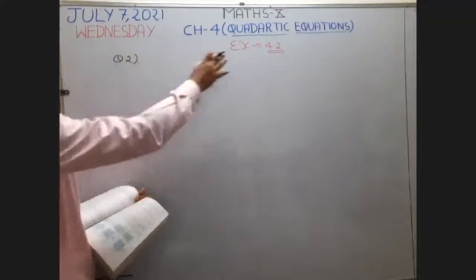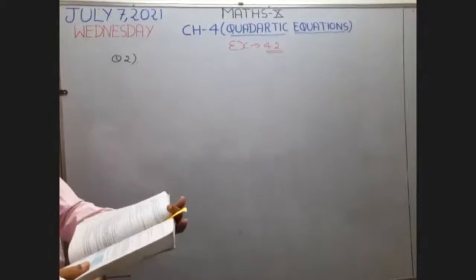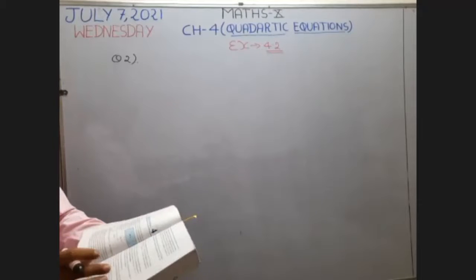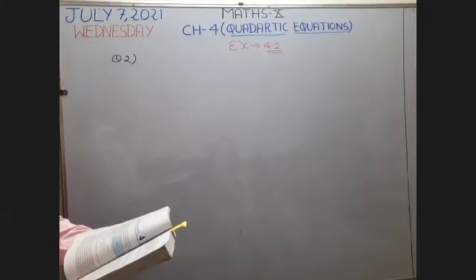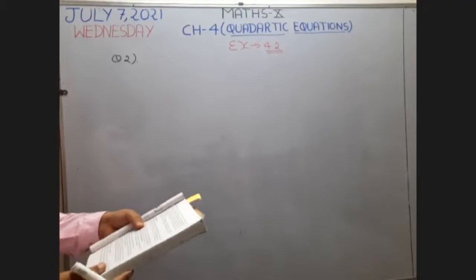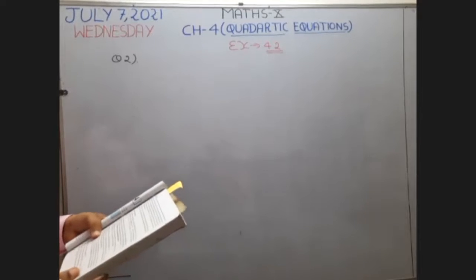Question number 2 of exercise 4.2. Solve the problems given in example number 1. Take out the first example. It is on page number 71. Open page number 71 of the NCERT book. Example 1, number 1 is there. Okay. I'm going to solve this example.